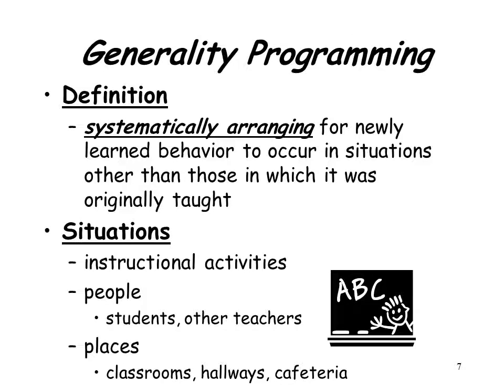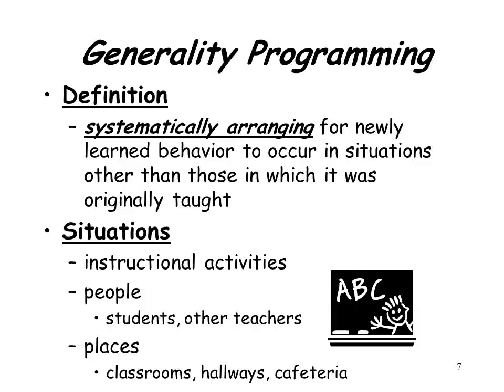Okay, how do we get this to occur? Well, there are different approaches. Generalization is something that we have to plan for. So we call this systematically arranging for newly learned behavior to occur in situations other than those in which it was originally taught.